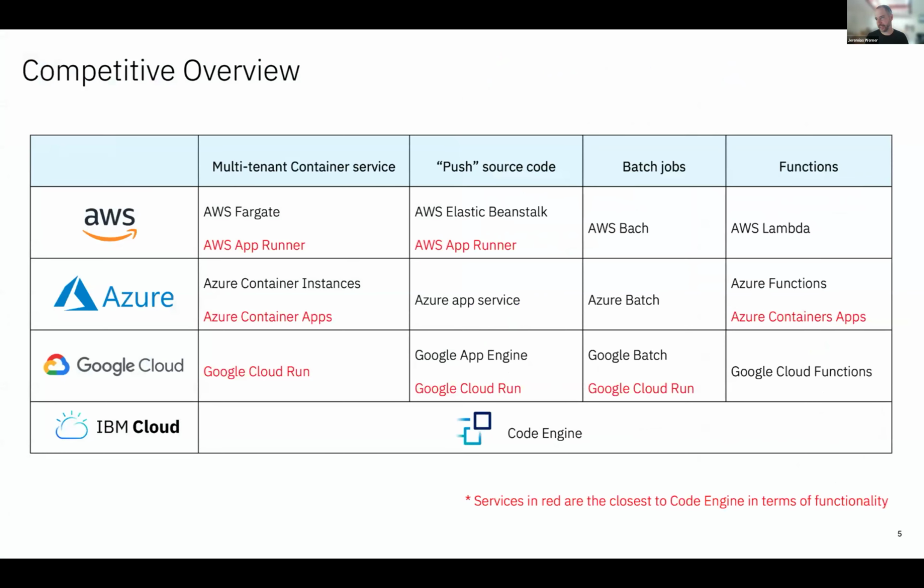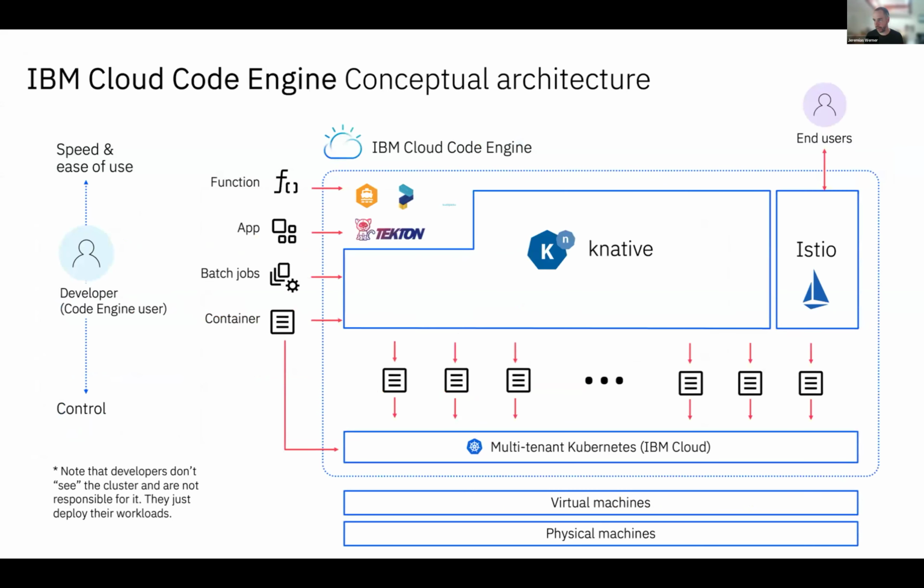Okay, so looking at the competition landscape, Code Engine is playing a role here as a unified platform, whereas in AWS, for example, you have Fargate or App Runner, Elastic Beanstalk, AWS Batch, AWS Lambda. You need to go through several services. In Code Engine, it's just in one unified platform, as you will see in a minute. So that is a key strength for us. You just go to one place and can manage all of your workloads.